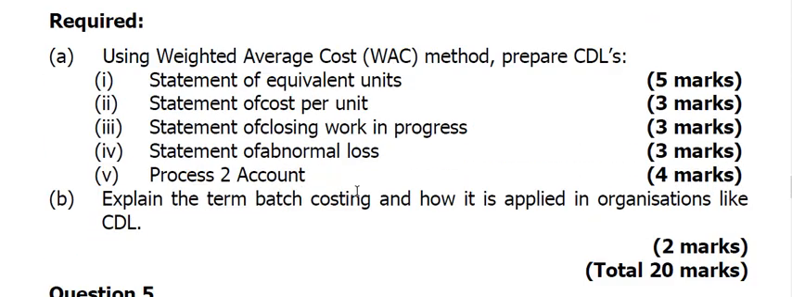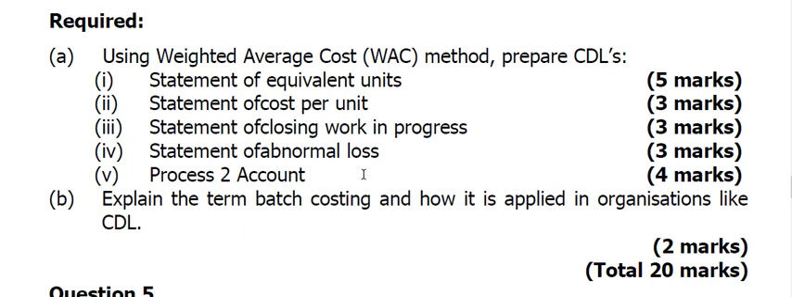There was a part that was asking for the term, explaining the term batch costing and how it is applied in organizations like CDL. So we have some 2 marks there. Of course, when it comes to batch costing, that is a form of a specific order costing that is suitable for those businesses that produces batches of identical units, but each batch, of course, is for different units. Under batch costing, each batch of production will have different costs, but each unit within the batch should have the same cost. Don't forget that the cost per unit in the batch is the same.